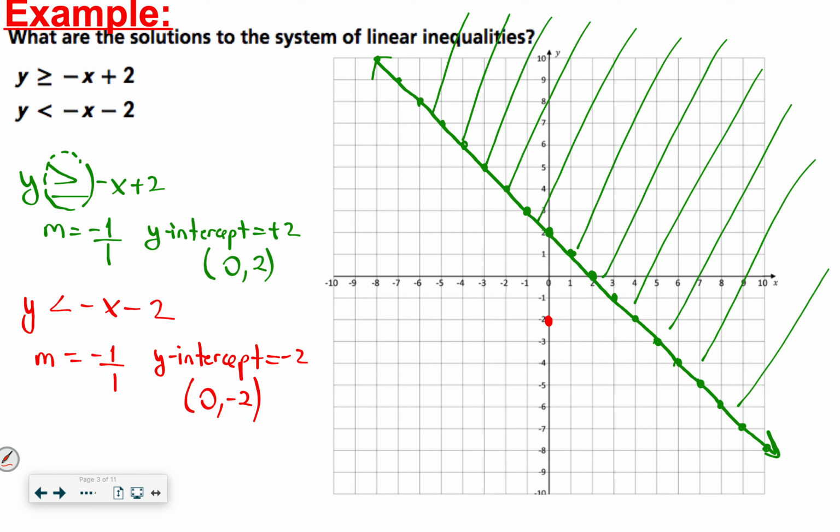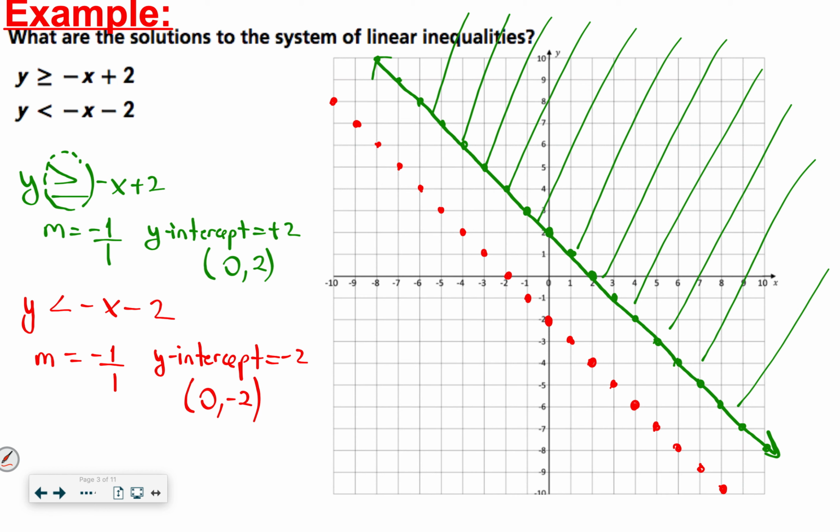After that, by using the slope, we are going to find other points. 1 unit up, 1 unit left. 1 unit up, 1 unit left. Or 1 unit down, 1 unit right. 1 unit down, 1 unit right.